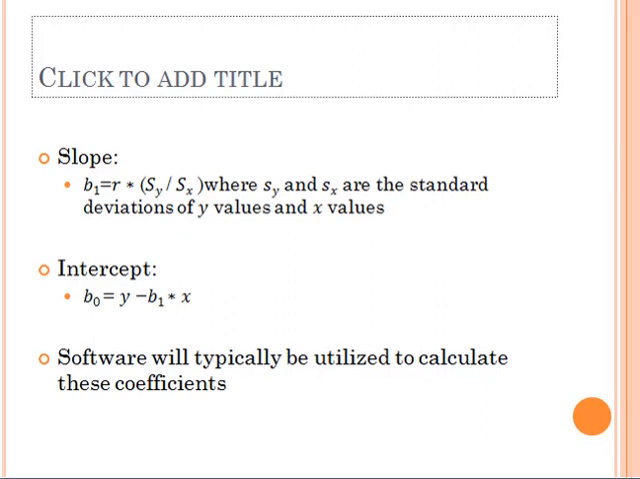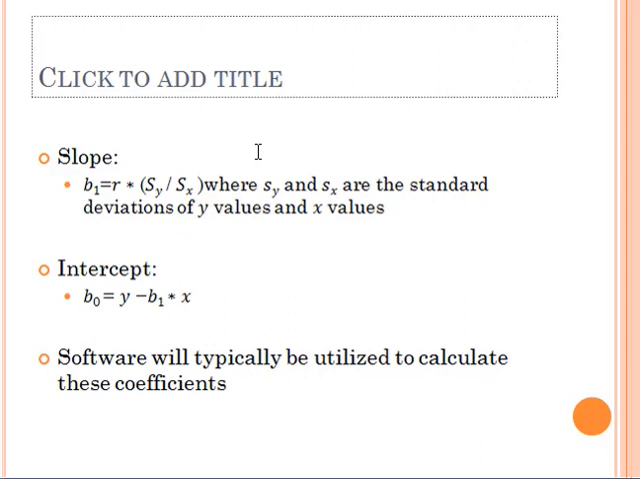Now let's define what slope and intercept are. We can define the slope as b1 equals r times sy divided by sx, right? So this can be represented by our slope. Here sy and sx are the standard deviations of our two variables.